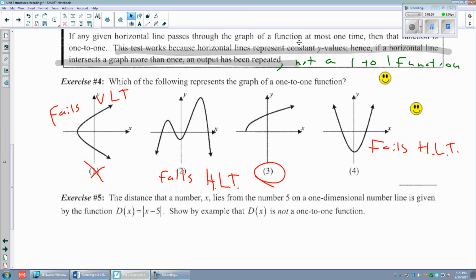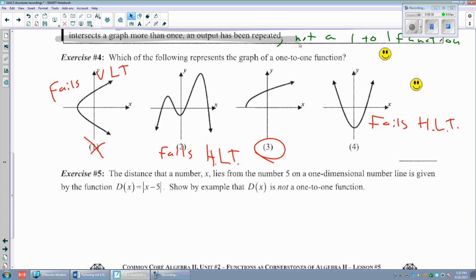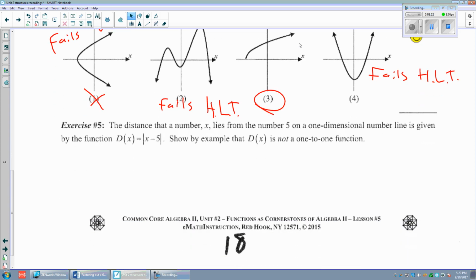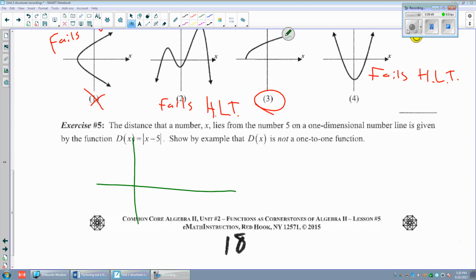Exercise 5. The distance that a number x lies from the number 5 on a one-dimensional number line is given by the absolute value. Oh, okay. Show by example that d of x is not 1-to-1. Let me see. I've got to think of 2 inputs with the same output. Do you remember from algebra in 9th grade which way the function shifts?